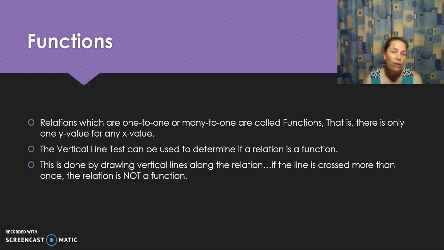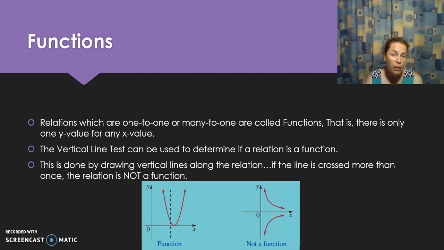This test can be done by drawing a vertical line along the relation. If the line is crossed more than once at any time, the relation is not a function. This is what it looks like. So you can see with the drawing on the left, as we scan across, the line is only crossed once at any point in time. With the second one on the right, the hyperbola, you can see as that line goes across, it's being crossed in the first and the fourth quadrant. So there are 2 points on the line at any time, so it's not a function. This is a fundamental test, and it's really important that you can actually remember and do this.